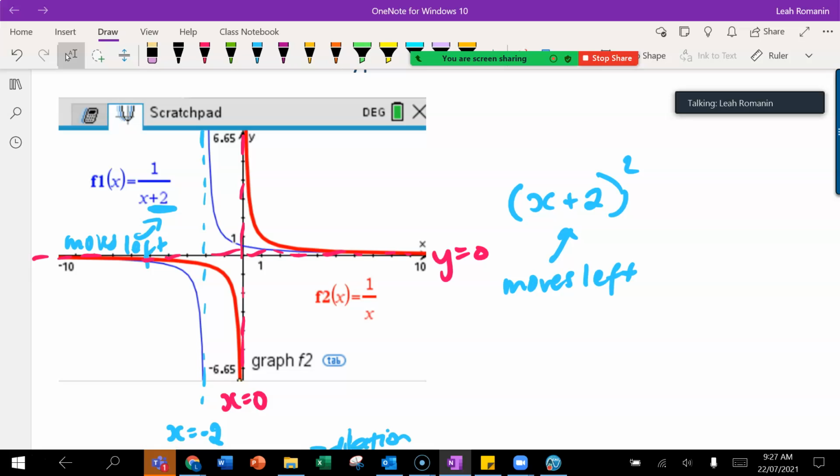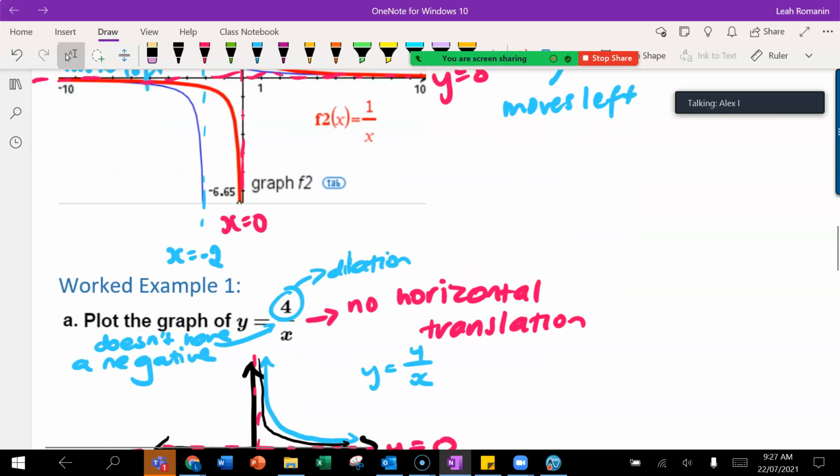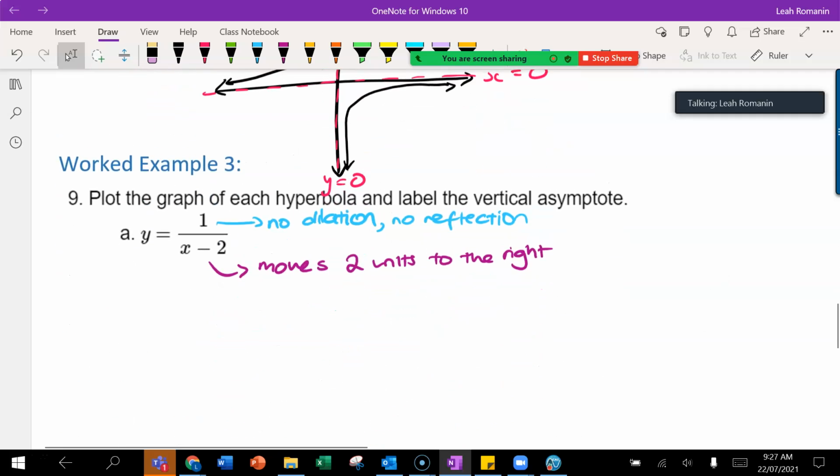Yes, yeah, go for it. Yes. Great question. So Alex is asking what if it looked like this? So this number on the side would give a vertical translation, so it would move up or down. We're not focusing on that this year. You will be doing that next year in methods. For now, we're just doing the horizontal translation, but great question, Alex.